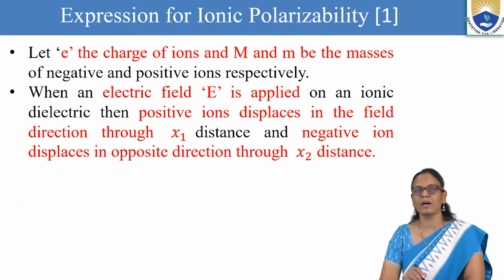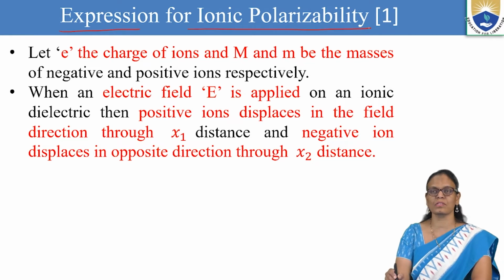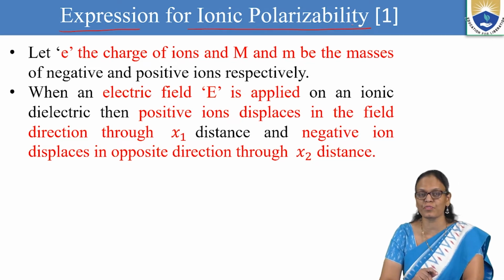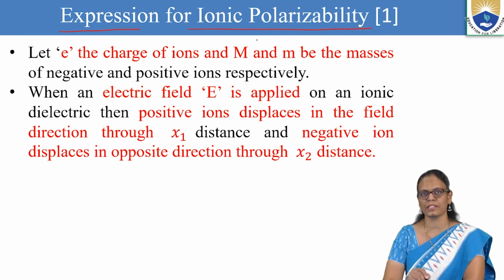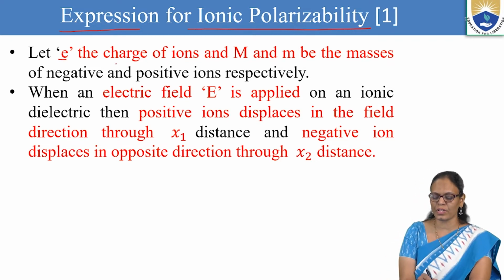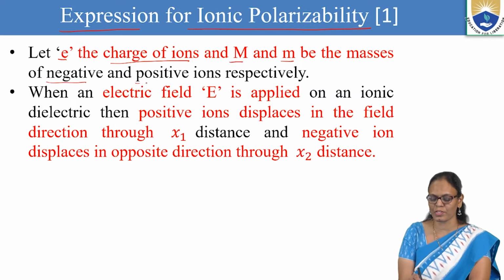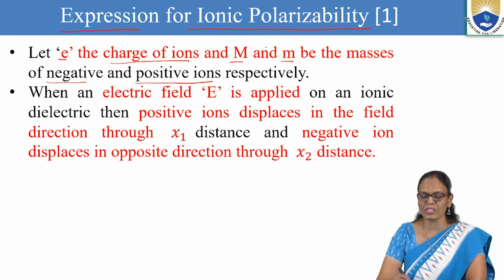So let us now derive the expression for ionic polarizability also. Just like we have derived the expression for electronic polarizability, we will be deriving the expression for ionic polarizability. So now let e be the charge of the ions, and capital M and small m be the masses of the negative and positive ions. For the negative ions we have taken capital M and for the positive ions we have taken small m, either way.